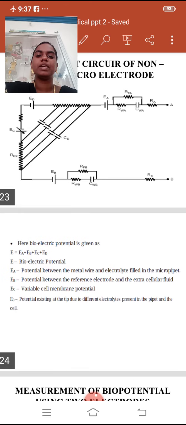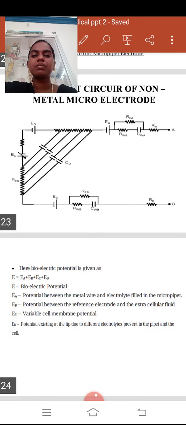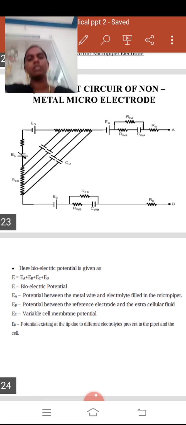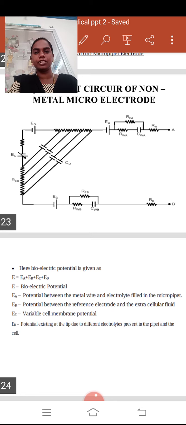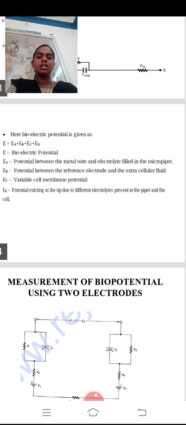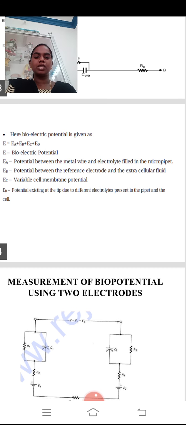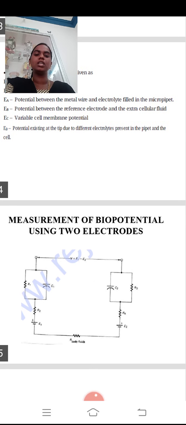Up to this, we have studied the needle electrode, the equivalent circuit of the needle electrode, the metal electrode, the types of metal electrode, and the equivalent circuit of the metal electrode. So the next topic is the measurement of biopotential using a two electrode system.